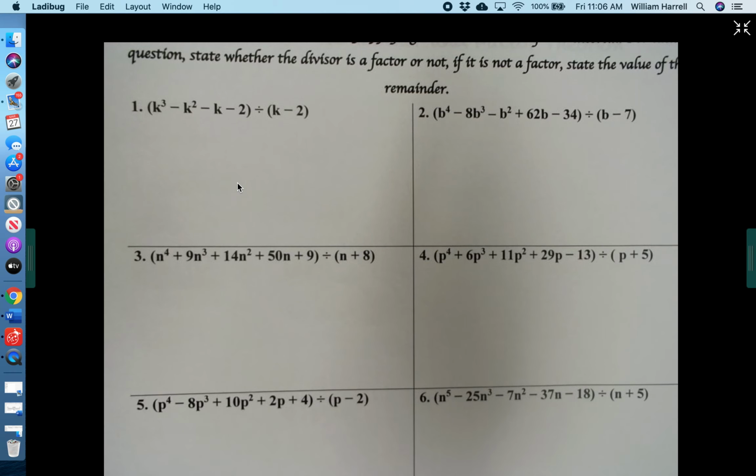Okay, so again, just quickly watch me do question 1. Maybe pause it on question 2. Go through and see if you can get what the remainder is. Is it a factor? And then 3 and 4 are going to be on your own. Okay, so starting off with question 1.